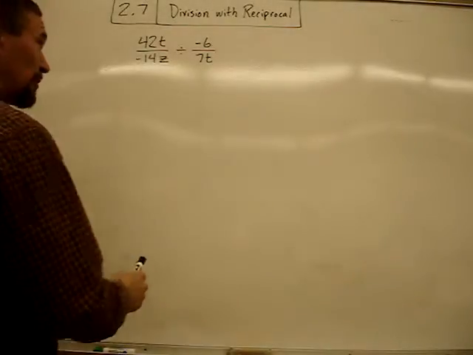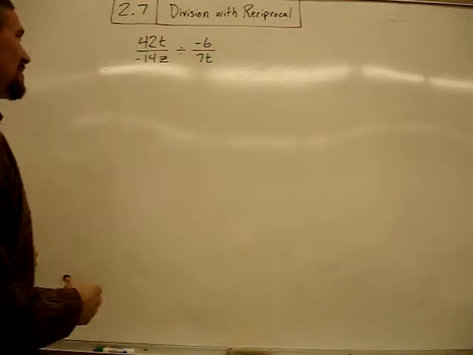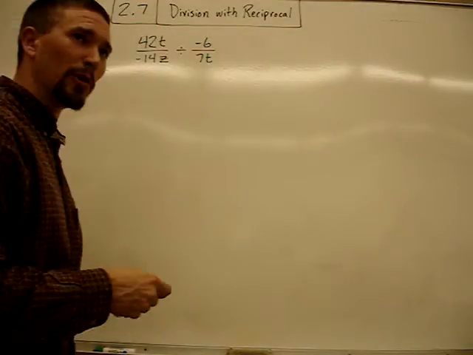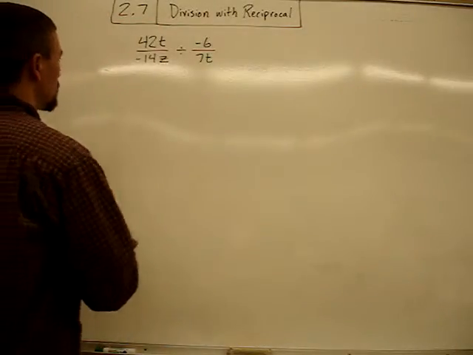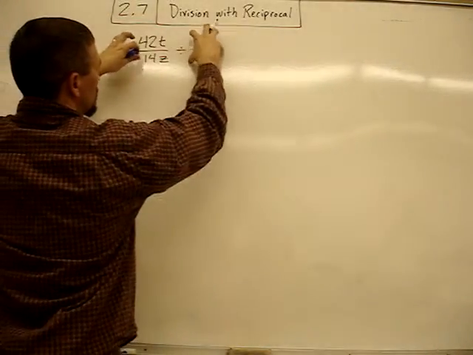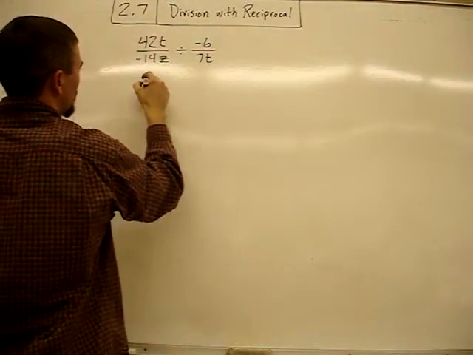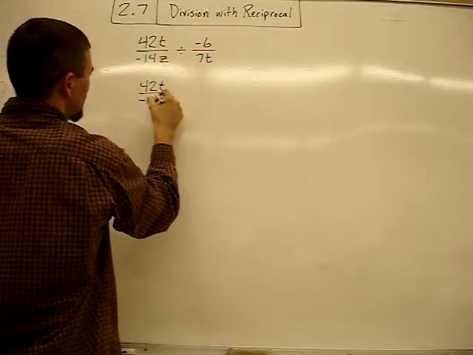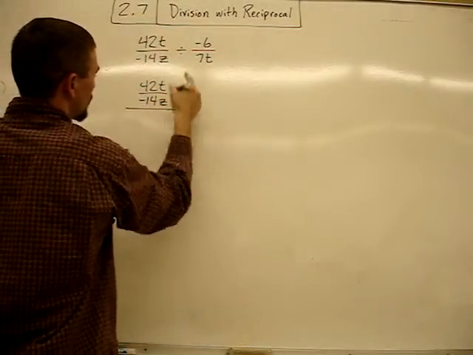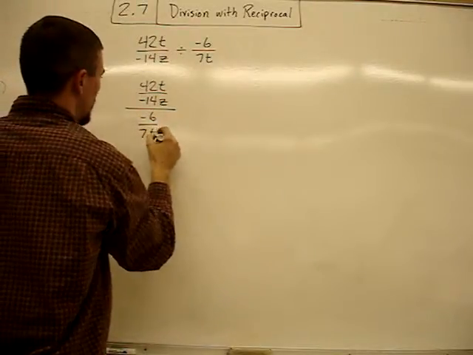All right, now we're going to do a problem that has a lot of variables, or at least a couple different ones, t's and z's. And I want to show you how you can treat it the same way as I've trained you with the other problems. So the first thing I teach my students is to take this one and put it underneath that one in a giant compound fraction. So 42t over negative 14z over that, negative 6 over 7t.